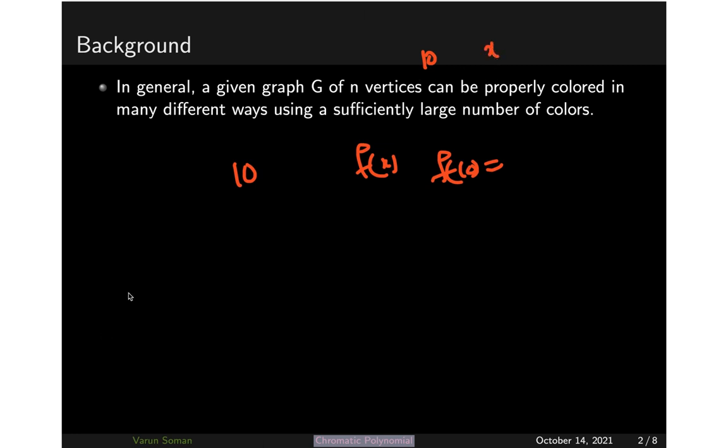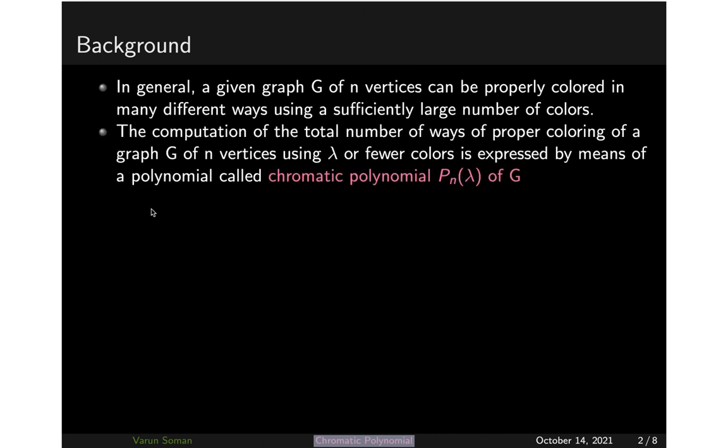It is usually denoted by the symbol P and lambda, where lambda is the number of colors available. So basically, what is a chromatic polynomial? It gives the number of ways of properly coloring a graph of n vertices using lambda or fewer colors. For example, if I have 15 colors, I'll have to find the value of Pn of 15.